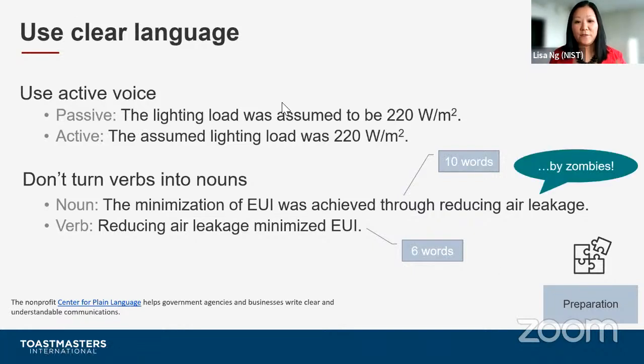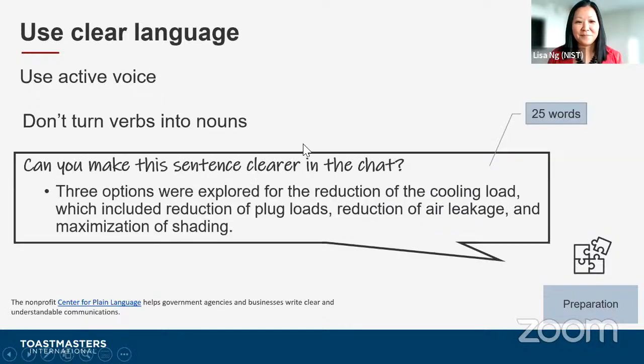And again, the first sentence can be read and made sense by adding "by zombies" at the end. So we want to avoid sentences that sound correct with zombies in them. So we talked about using active voice, we don't want to turn verbs into nouns. Now here's a mouthful of a sentence, and I'd like you in the chat to try to make it much clearer using far fewer words.